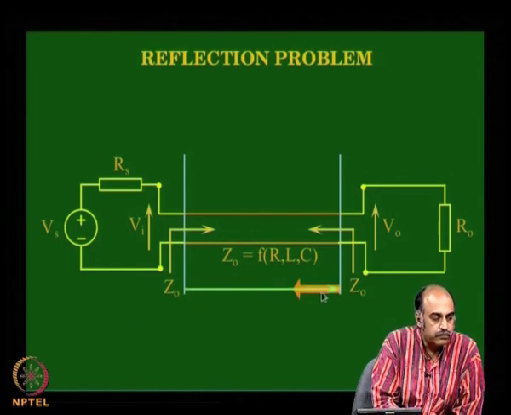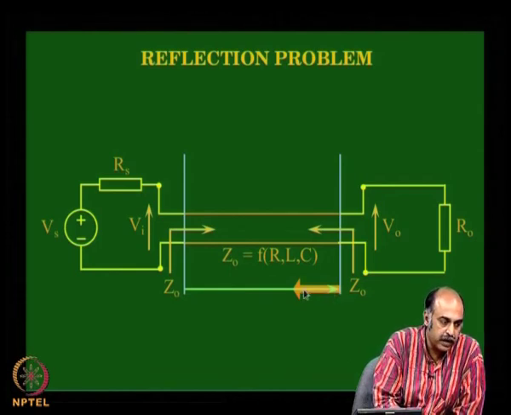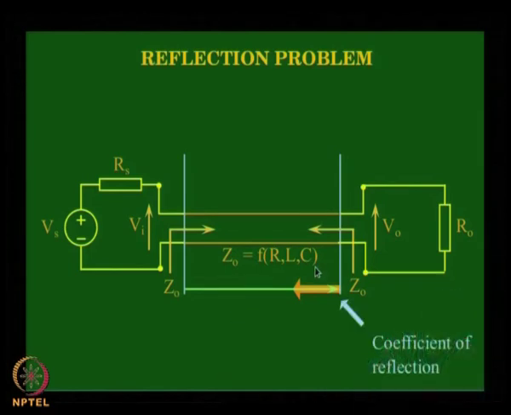So, this will go forward, and at this point on the load side it reflects back, and then once it comes back, it can get reflected multiple times. Now, at this boundary, when it gets reflected, we have a coefficient called the reflection coefficient, the amount that will get reflected or sent back again. That is given by rho naught, the output side or the load side reflection coefficient, R naught minus Z naught divided by R naught plus Z naught.